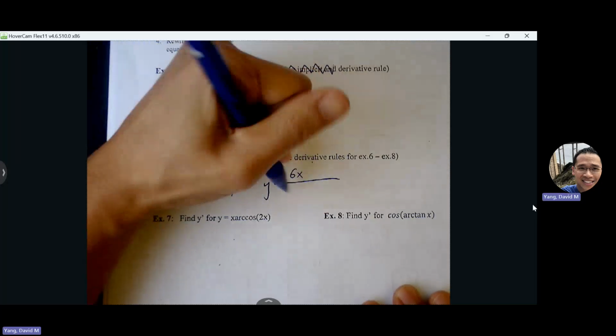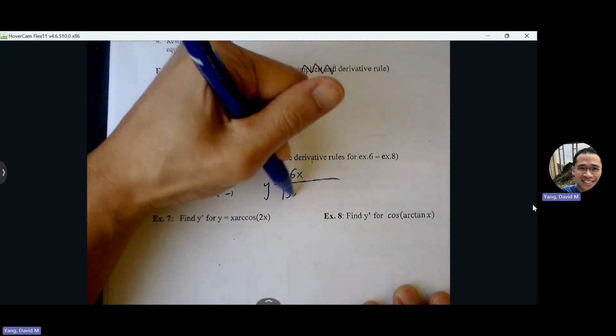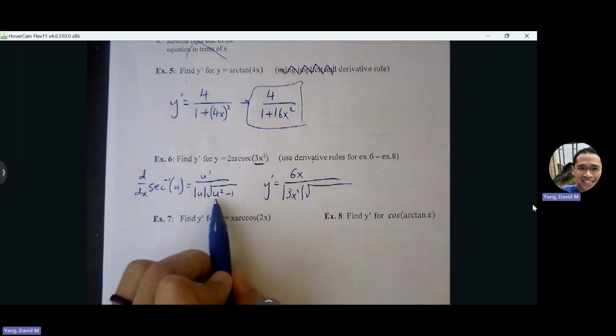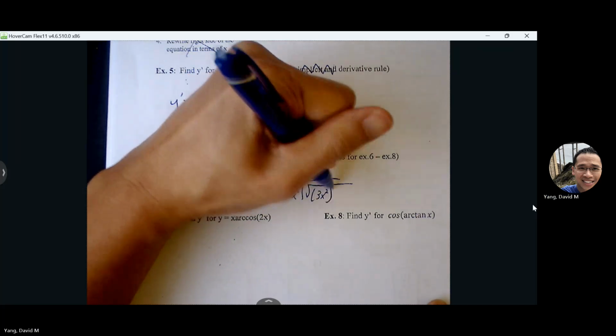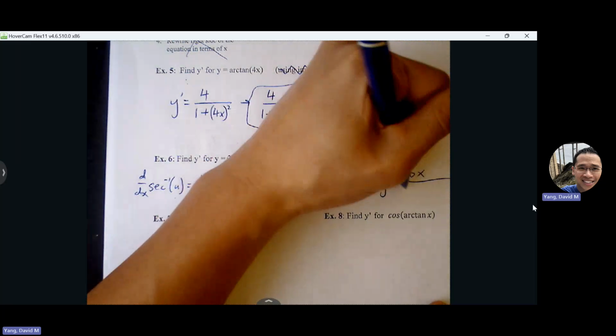Over the absolute value of u, absolute value of 3x squared, square root of u squared minus 1. It's u squared. If you don't clean up, it's fine.